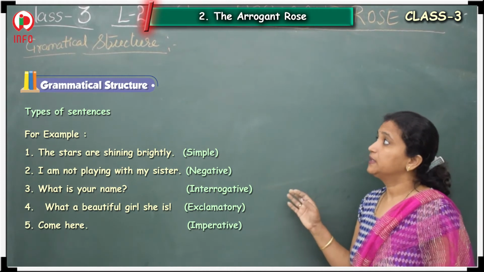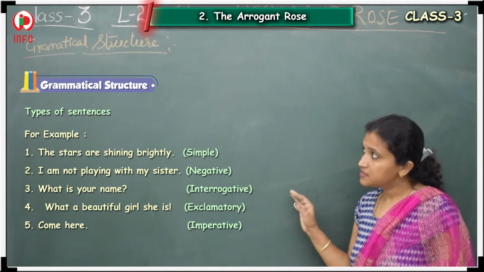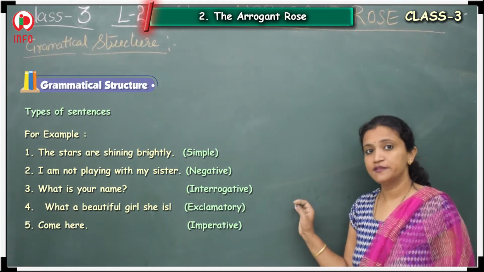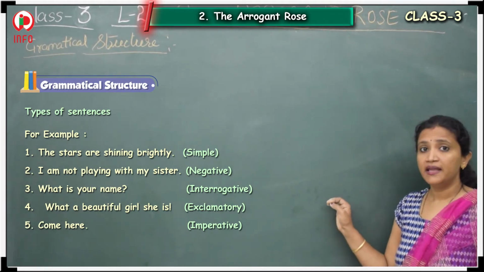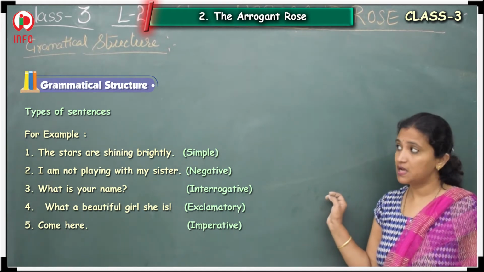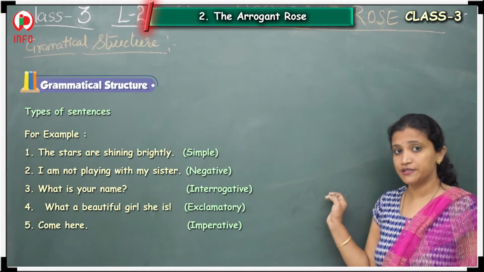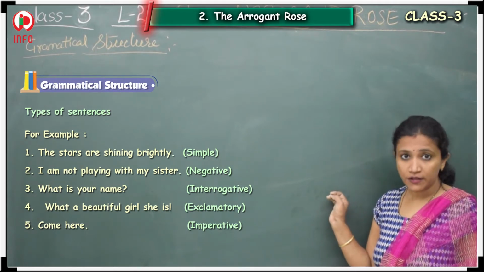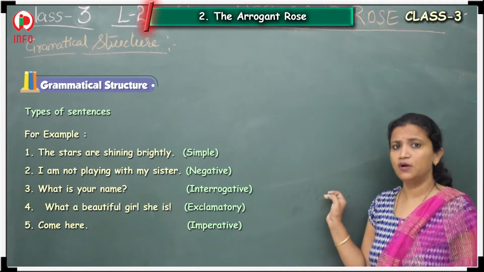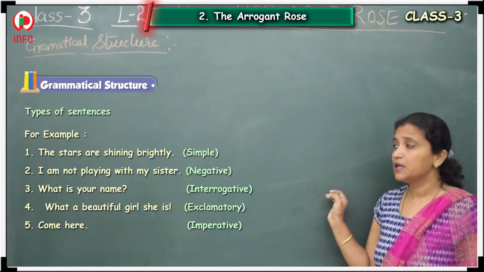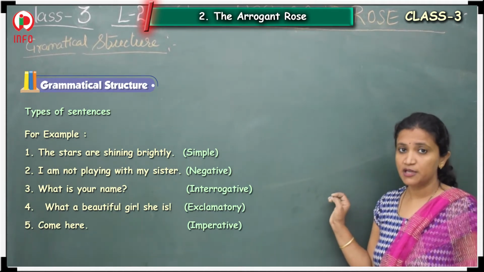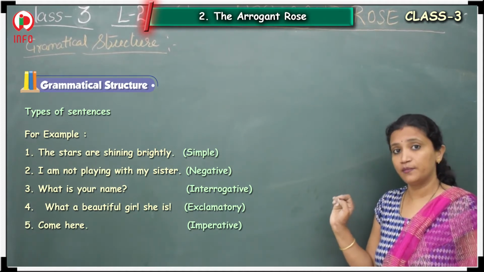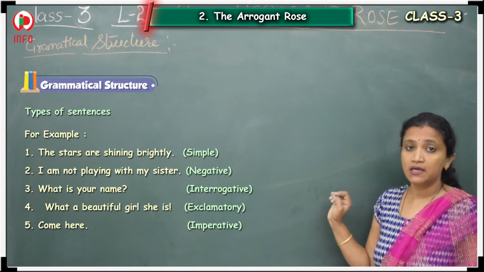So let us see the grammatical structure. In this they have given types of sentences. The types of sentences are like simple sentences; in the first lesson we have already done what sentences are, and based on that this will be the next activity. What are the types of sentences? Now they have given some examples. From that we need to understand what kind and what type of sentence it contains.